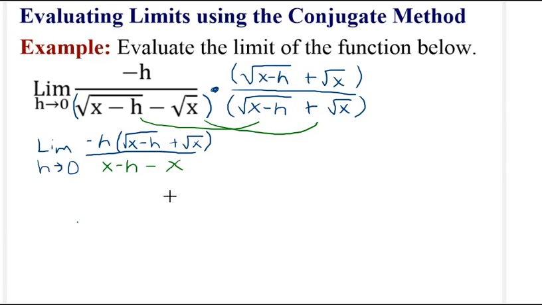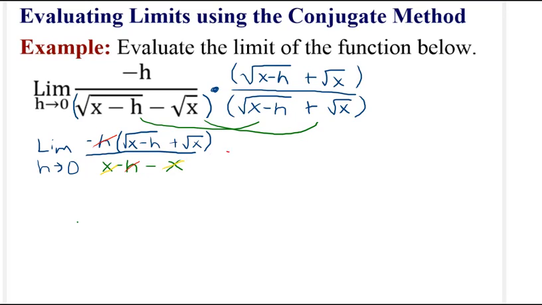So if we continue on with our algebra, x minus x would equal 0, so we can go ahead and cross that out. And then further, if you see on the numerator and denominator, we have a -h divided by -h. These are being multiplied, so we can absolutely reduce that to 1, because -h divided by -h is 1.